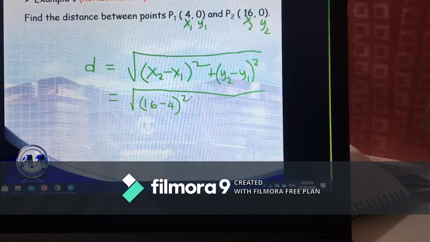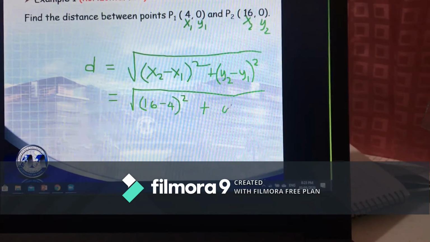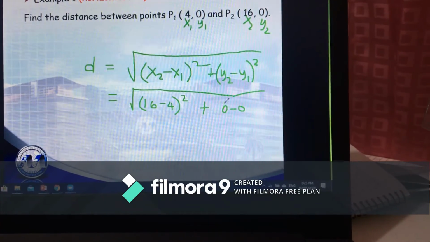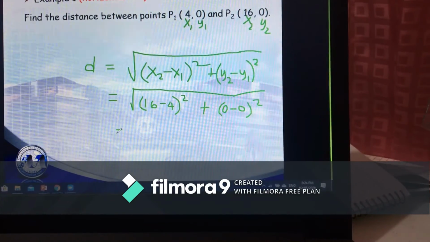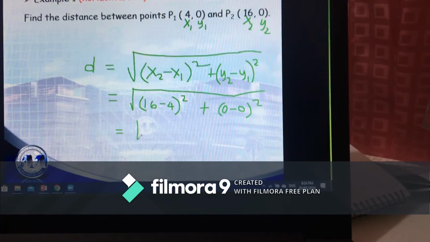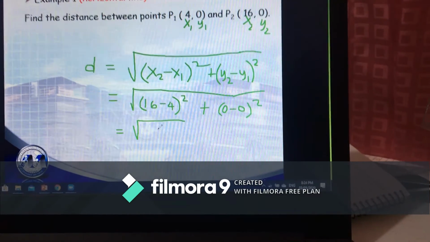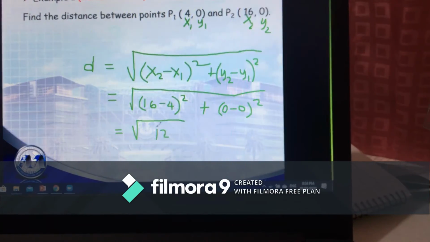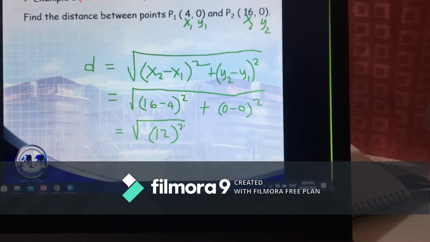Then ang y2 natin is, what is our y2? Y2 natin is 0, y1 natin is 0 also. So 0 minus 0, you square that one, so that is still 0. So 0 man yan siya. So anong natira? So what is left is only square root of 16 minus 4 which is 12. Alright? So 12 ito, and then you square it. Tapos meron kang square root, di ba? Square root of the square.